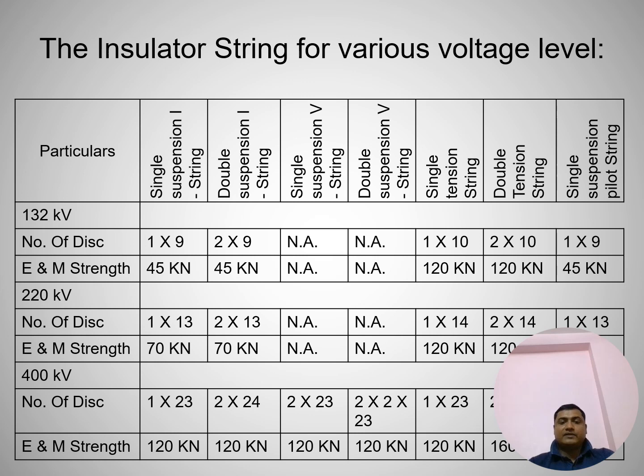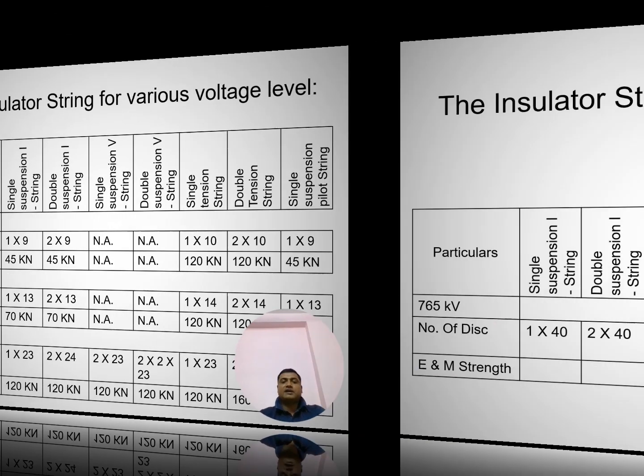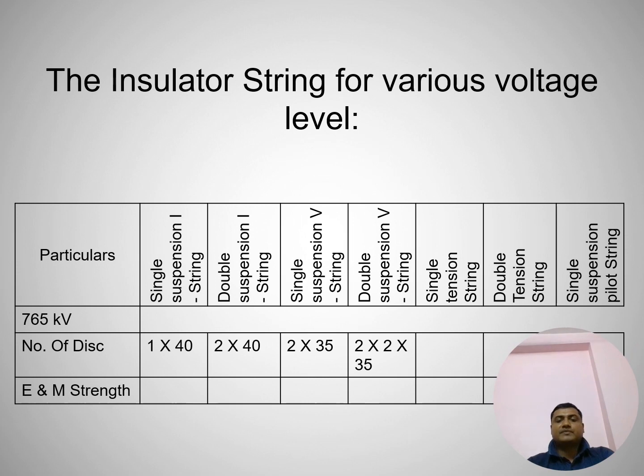For 400 kV, we have used 120 kN discs. 120 kN means kilonewton, which is the tensile strength of the discs. So for 400 kV we use 23 discs for suspension and 24 for tension. For 765 kV also we have generally used 40 discs.